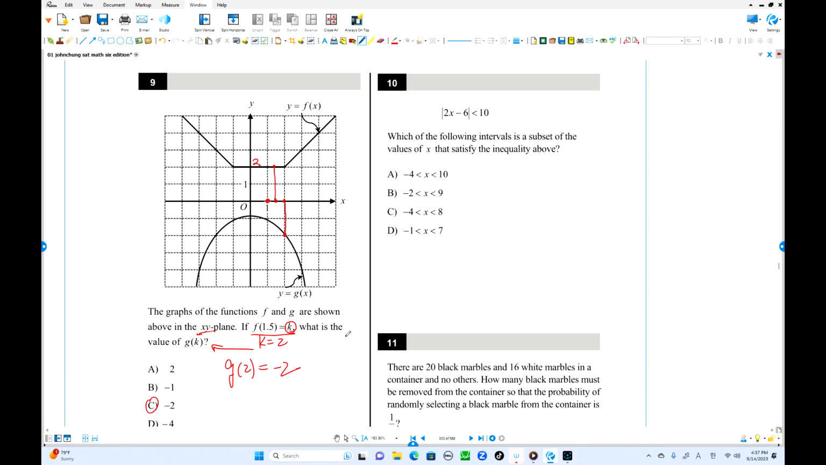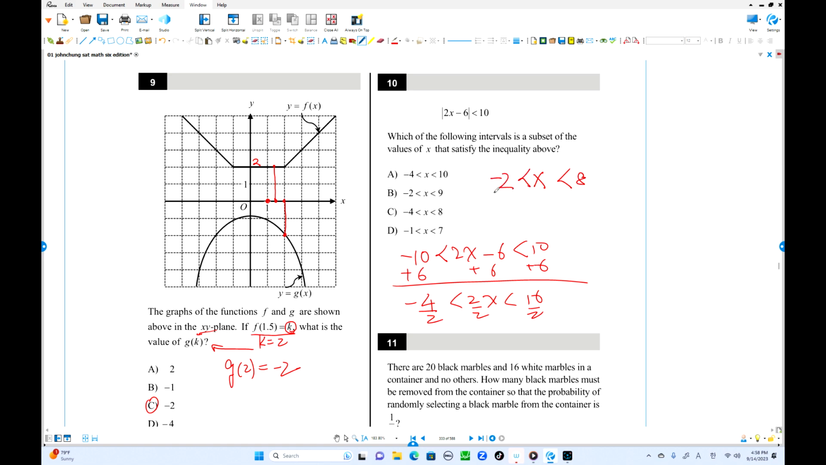Here is number 10. You know that absolute value inequality, okay? Less than 10 means 2x minus 6 should be less than 10 but greater than negative 10. That's the formula, right? Add 6 to all sides. That is negative 4, and 2x is 16. When you divide by 2, x must be less than 8 but greater than negative 2.